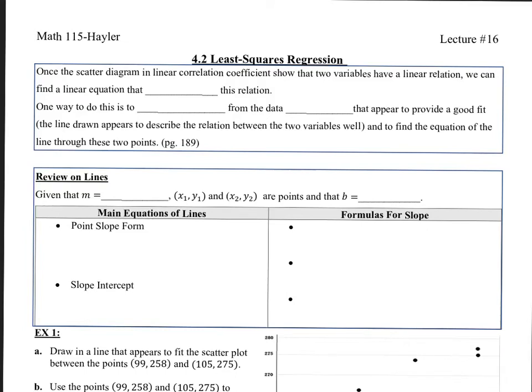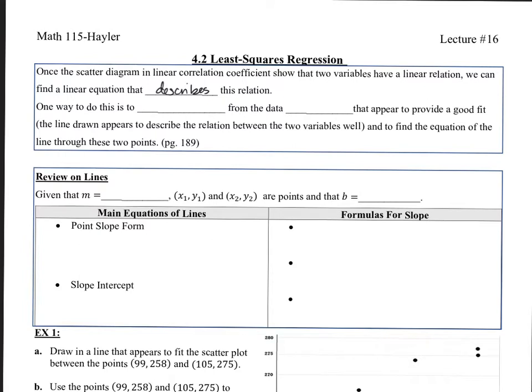Welcome to Lecture 16, 4.2, Least Squares Regression. Once the scatter diagram and linear correlation coefficient show that two variables have a linear relation, we can find a linear equation that describes this relation.